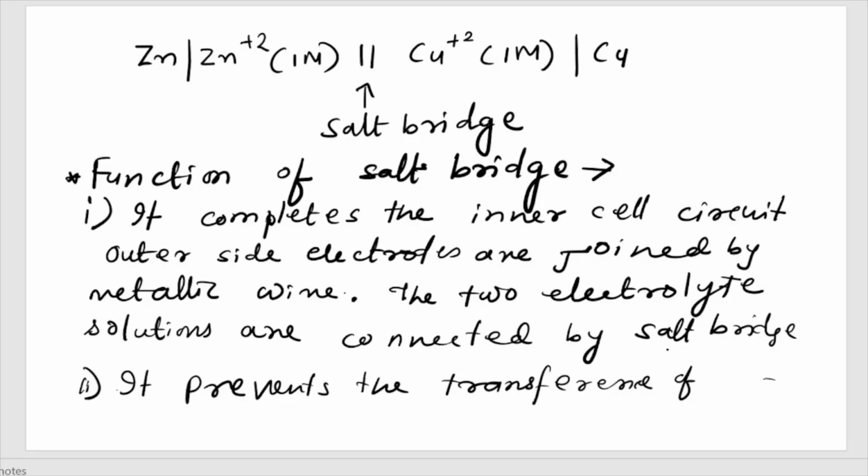Then come to the question: salt bridge. What is the salt bridge and what is the function of the salt bridge? Very important. It completes the inner cell circuit, because in the inner cell, zinc is in zinc sulfate solution and copper is in copper sulfate solution, and on the outer side the electrons are joined by a metallic wire. Outer side is joined with a metallic wire, and inner side is what is present here.